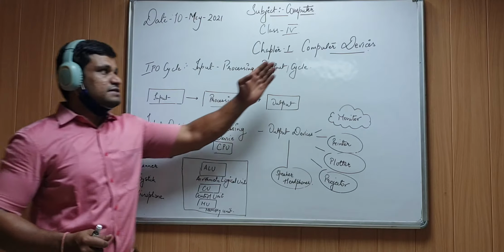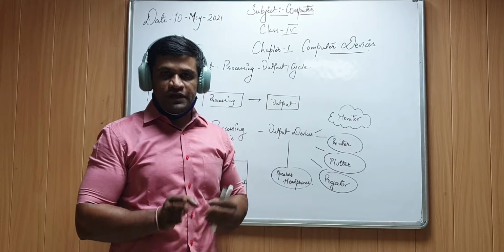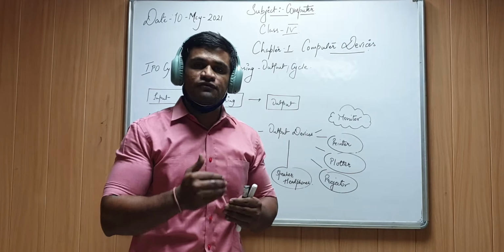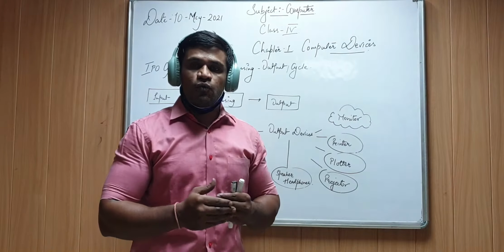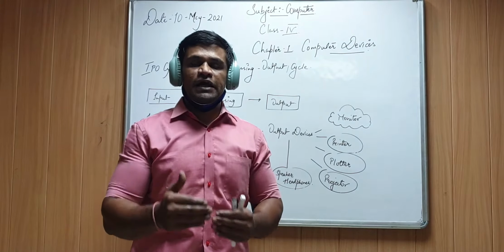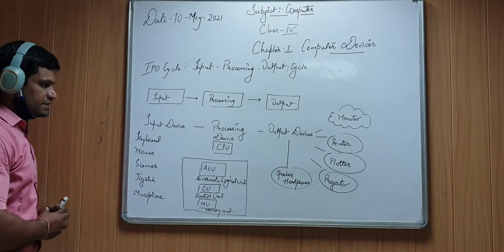In this chapter, that is computer devices, we have categorized the devices into 3 categories on the basis of their work, what functions they perform. Now, let's see those categories.